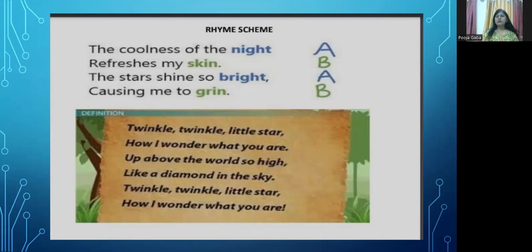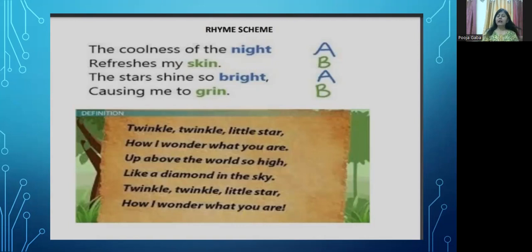Now see this example, twinkle, twinkle, little star. Star, the first word is star, it will get A. The second word is R, which is again rhyming with star. So this will again get A. The next one is high. Now high is not rhyming with any of the previous one. So it will get the next letter B. And the next word is sky, which is rhyming with high. So high has been given a letter B. So sky will also get B.